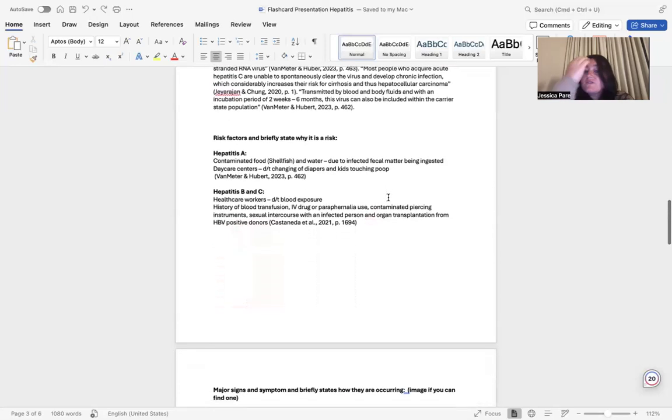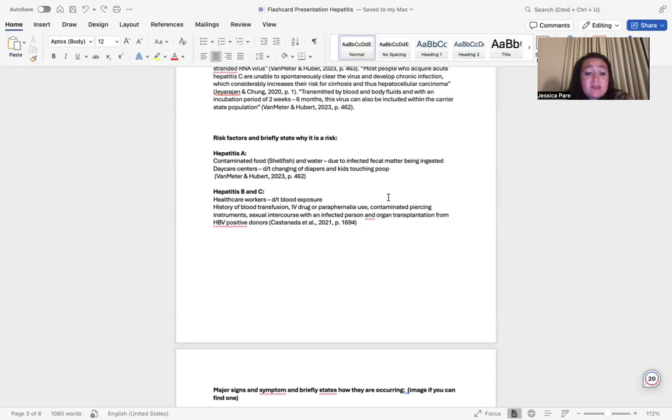We're going to move on to risk factors and briefly state why it is a risk. So hepatitis A risk factors would be contaminated food, such as shellfish and water, due to infected fecal material being ingested. Daycare centers, due to the changing of diapers, and kids can touch poop and then smear it on other objects, and then another child may go up and touch that object and put their hand in their mouth. So that would be for hepatitis A.